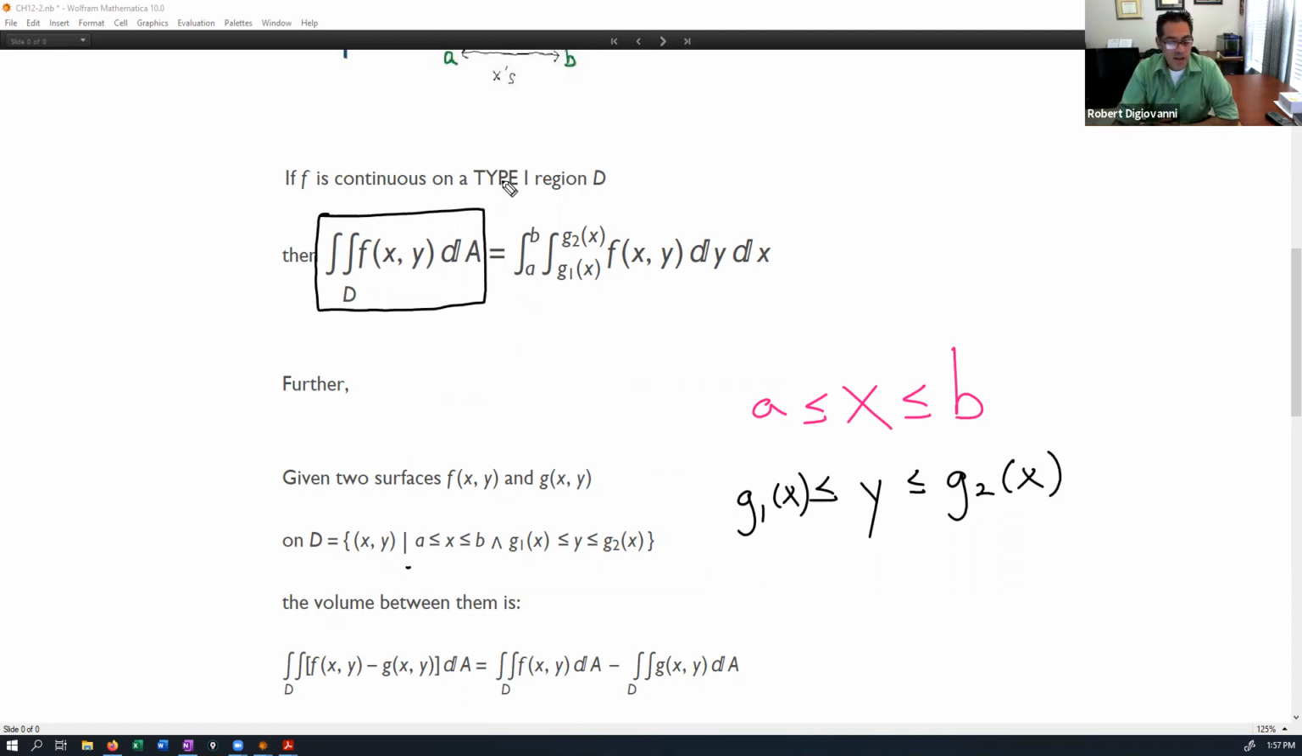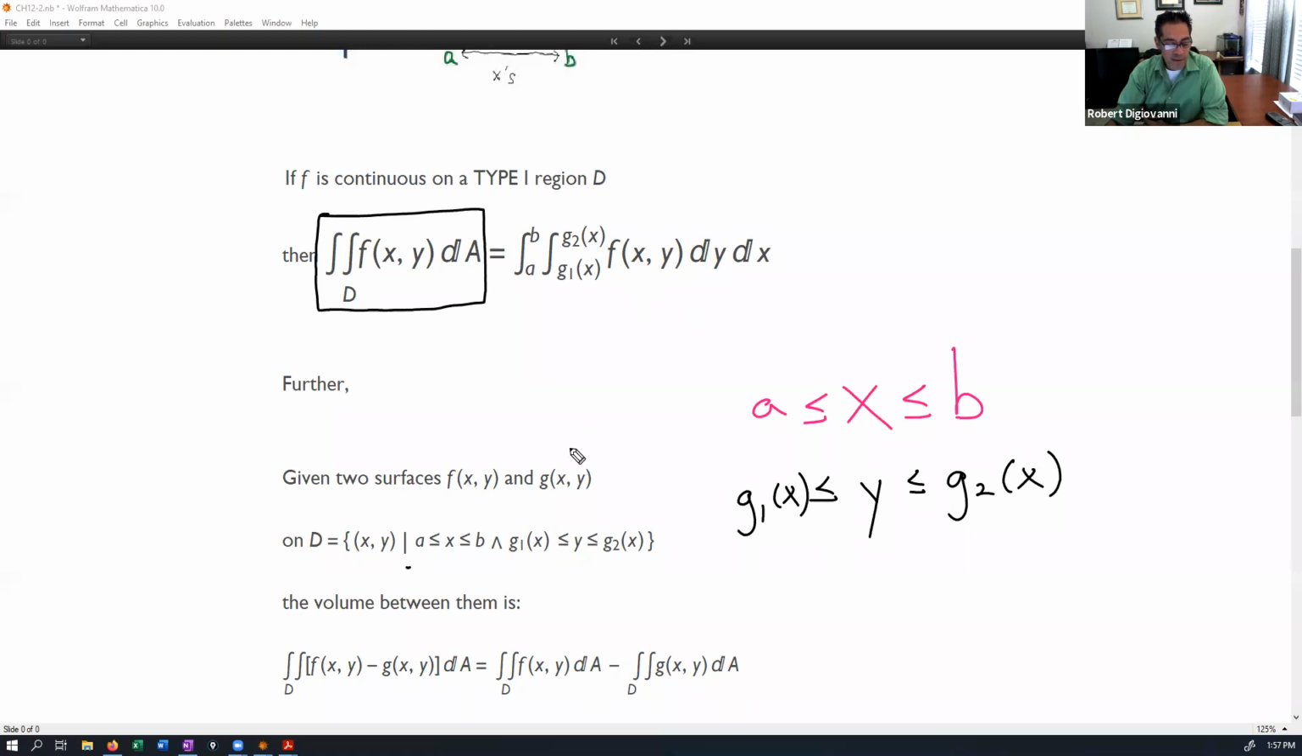So if we're looking at a type 1 region, then the outer integral must be with respect to x, the inner integral must be with respect to y, and then your limits of integration are these restrictions. You are not, I repeat, you are not allowed to change the order of integration with a type 1 region. The constants must always be the outside integral, which means that x is always the outside. Okay?